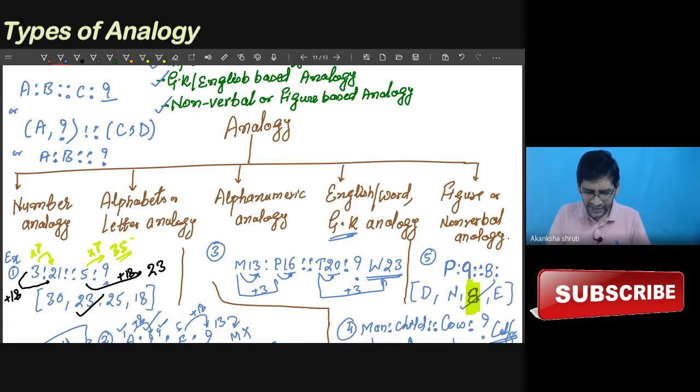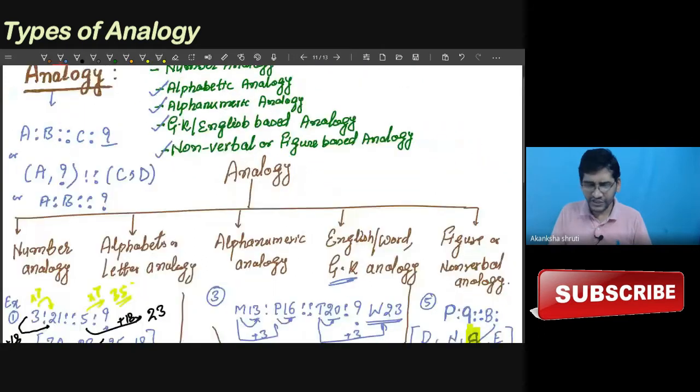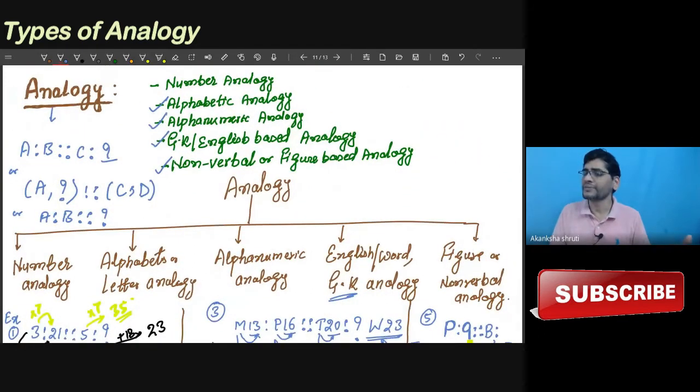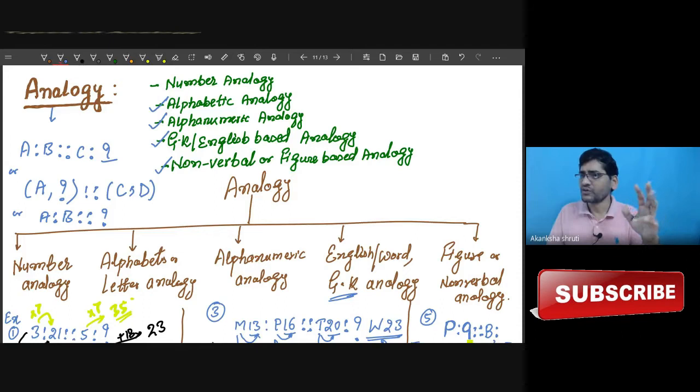Now coming to alphabetic, it contains the alphabet. In alphabet, the important things are those we are going to start today. Then alphabet and numerals connected together form the alphanumeric. Next, English or GK based is very simple if you have the knowledge of general knowledge or whatever you are learning in your academics. Say ammeter is to current, then voltmeter is to what? If you know that an ammeter measures the current, then a voltmeter measures the voltage. So voltage is the correct answer, though it belongs to your physics. So it can be any part of the academics.